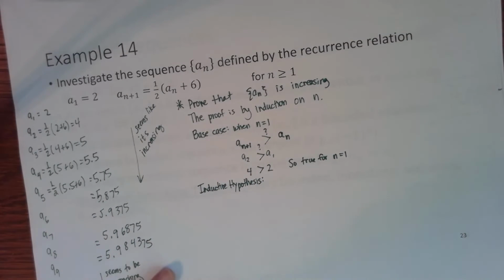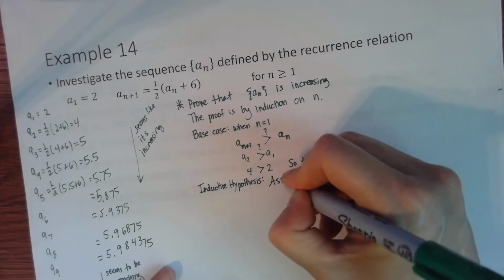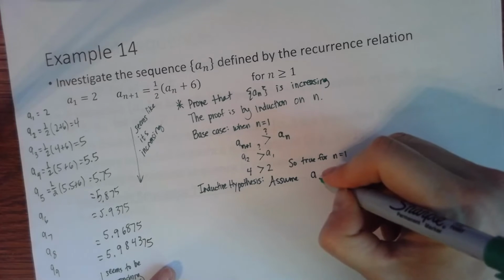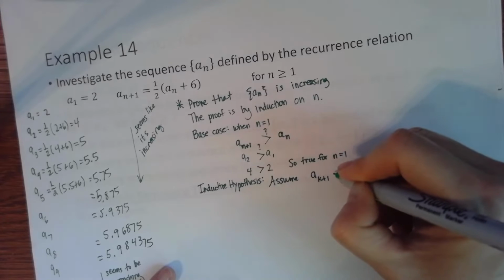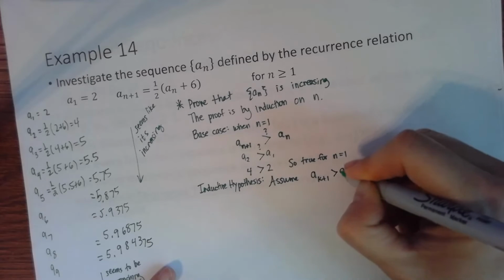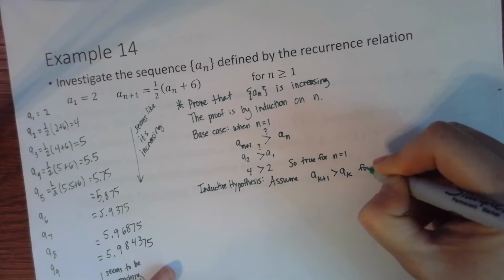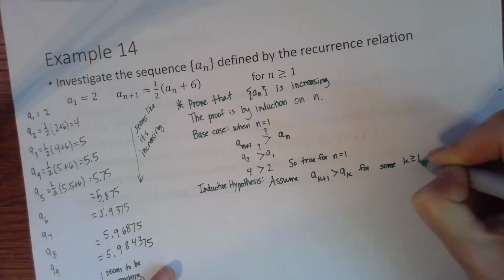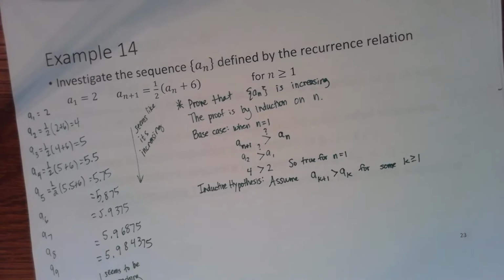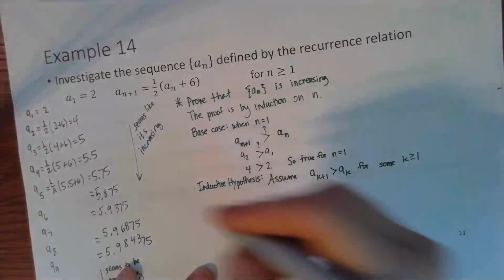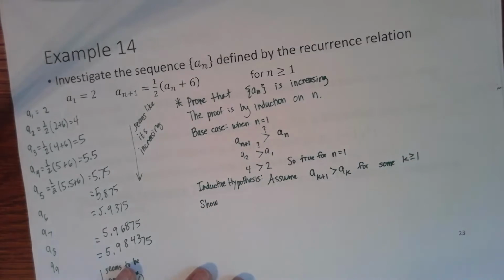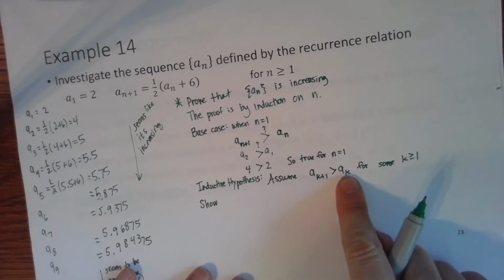Okay, in our inductive hypothesis, we're going to assume that a sub k plus 1 is greater than a sub k for some k greater than or equal to 1. And then our inductive step, we have to show that it's true for k plus 1.